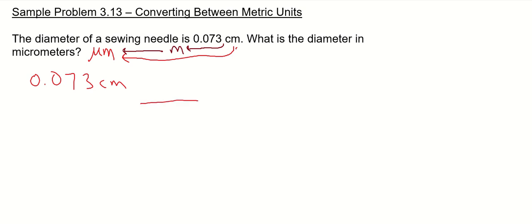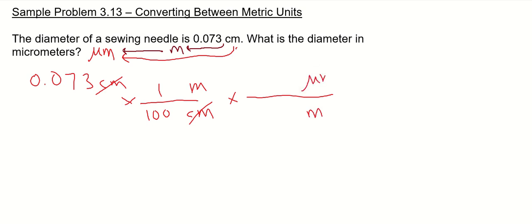So we're going to do that now. Get rid of centimeters, put that on the other side of the conversion factor, and put the base unit on the other side of that. The conversion factor is 100 centimeters in 1 meter. Centi means 100 times smaller. Now we can go from meters to micrometers.